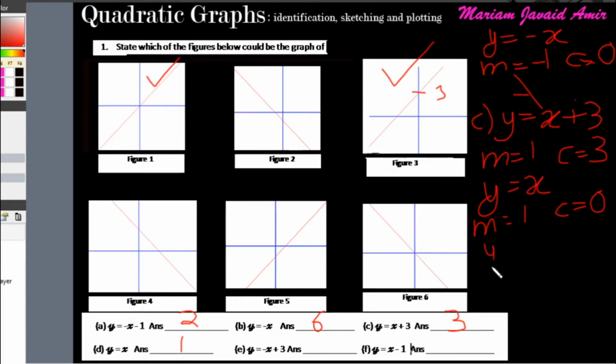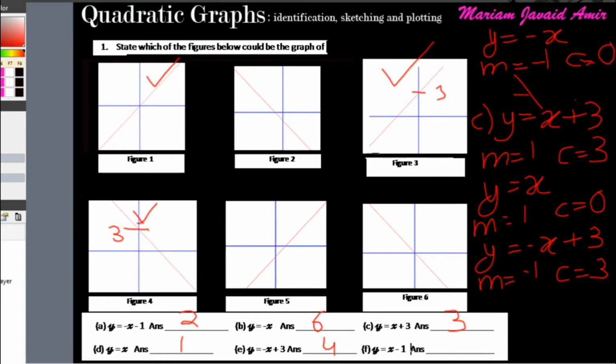Then we have y equals minus x plus 3. So it should be a falling line since the slope is negative 1 and the y-intercept is 3. So a falling line that touches the y-axis at plus 3. So it will be figure 4. Yes, this one. It is a falling line and it's touching the y-axis at plus 3.